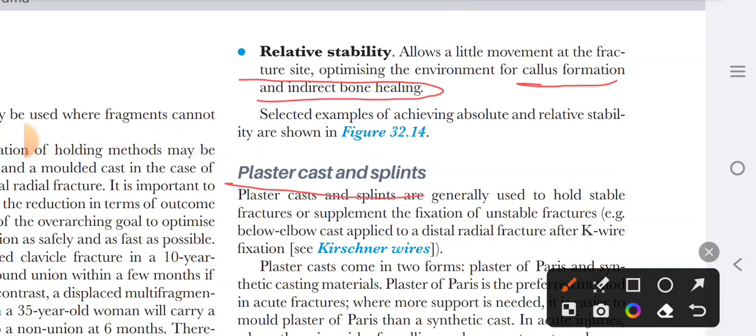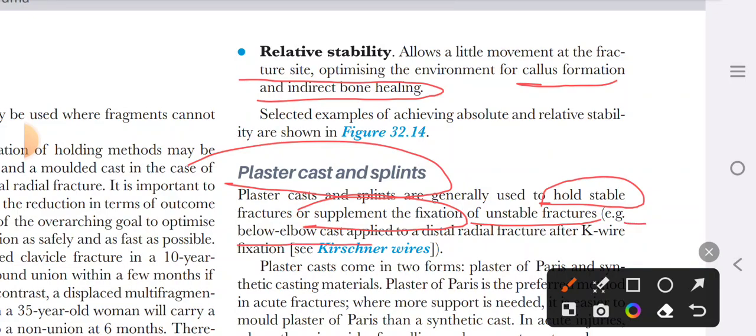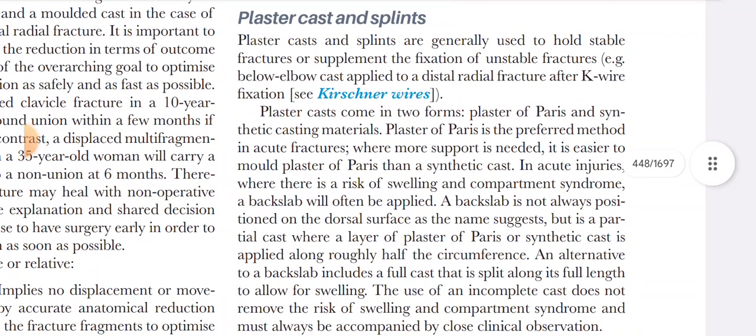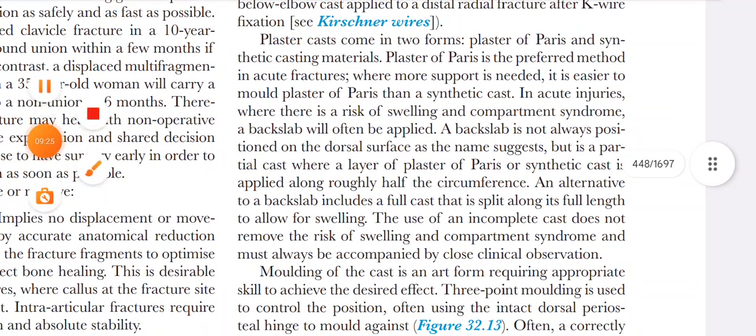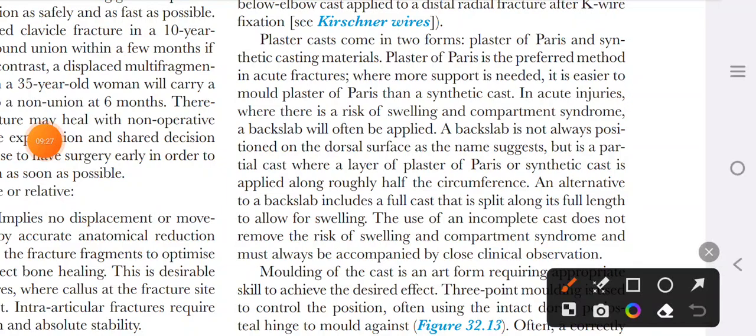Coming to plaster casts and splints, they are used to hold stable fractures and supplement the fixation of unstable fractures, like we can apply a below elbow cast after K-wire fixation of distal radius fracture to supplement the stability. In this way, we have used a combination of holding methods.